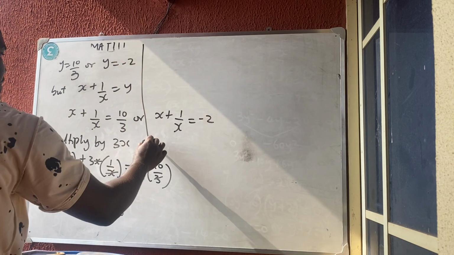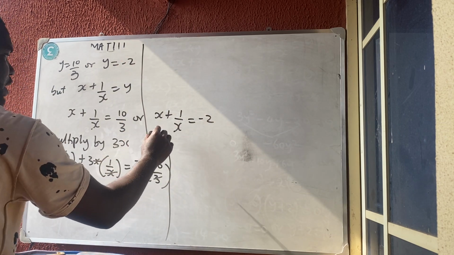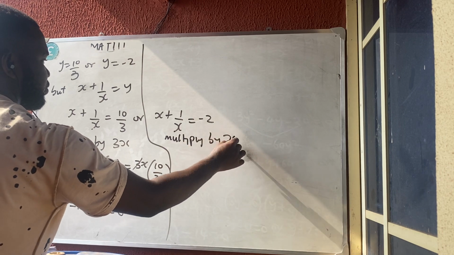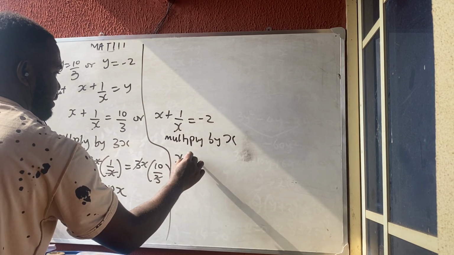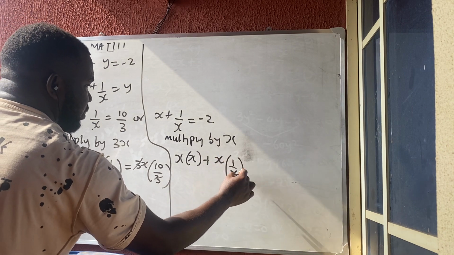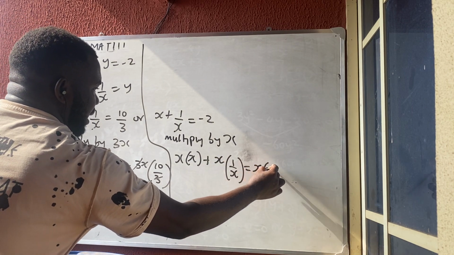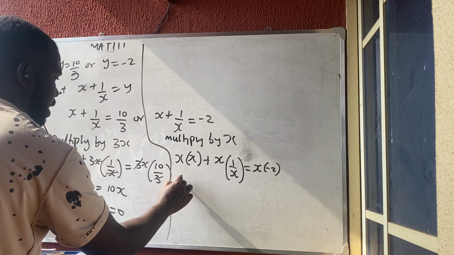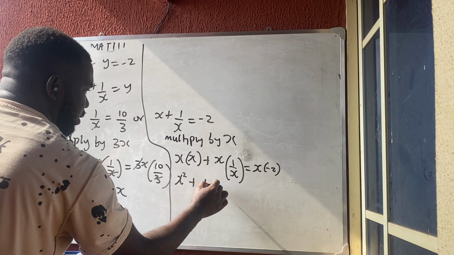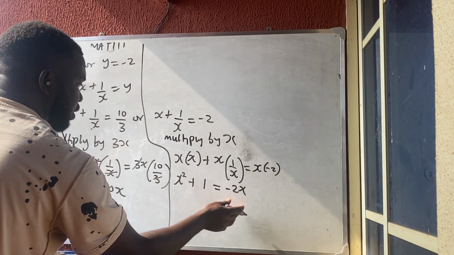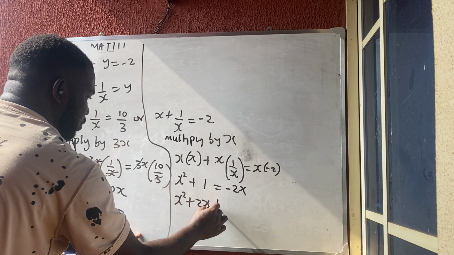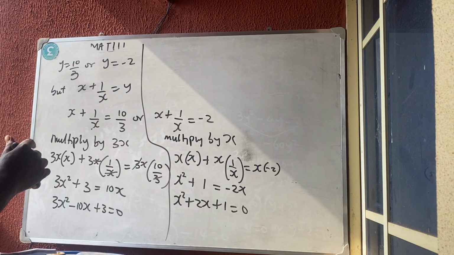For this side, I am multiplying with x. x times x plus x times 1 over x is equal to x times minus 2. So what do you have? This time this is x squared, plus this time this cancels this, I'm having 1 is equal to minus 2x. So if this one comes over, I'm going to have x squared plus 2x plus 1 is equal to 0.